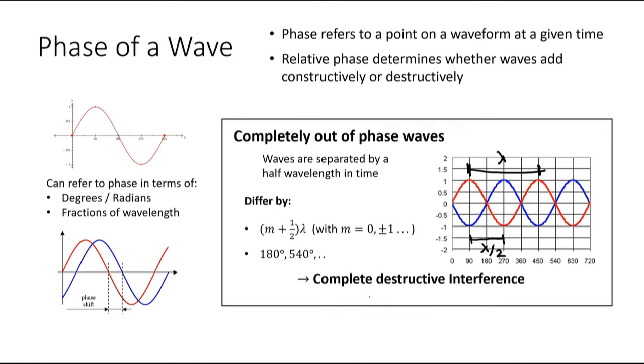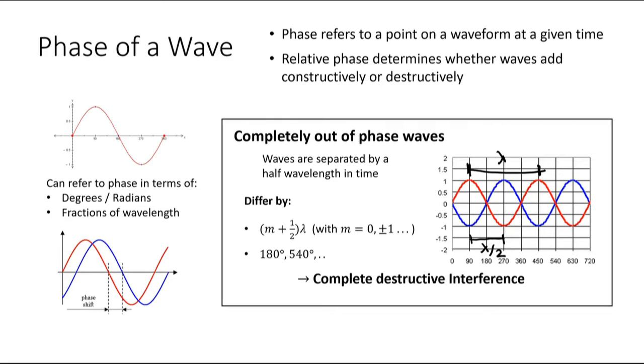Any integer value will work for m there. All right, then in terms of degrees, this would correspond to 180 degrees phase shift, or you could think about adding 360 degrees to 180 degrees. Okay, so that would give you 540 degrees. Or you could have 2 factors of 360 degrees added to 180 degrees.